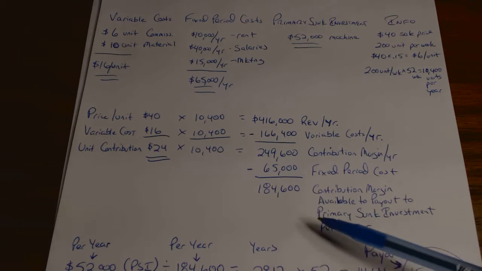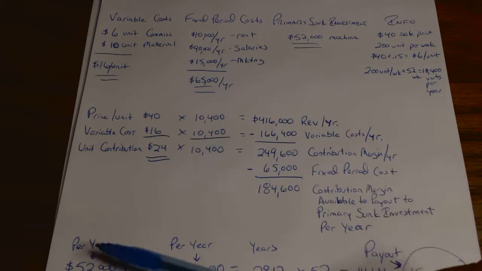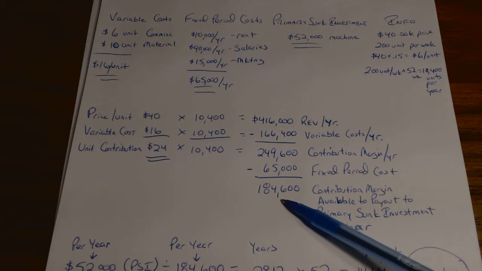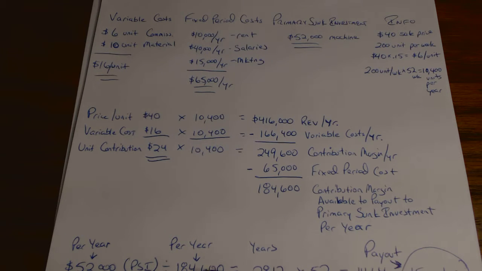Okay, so remember, don't get this confused. Your primary sunk investment is $52,000. You've got $184,000 available to pay it off, your gross profit for the year. So you divide the $52,000 by the $184,000. So obviously you're going to be paying it off in less than a year, because you've got more money in a year than it takes, by about 3 times, to pay it off, right? So you're dividing the primary sunk investment by how much you've got for that year, your gross profit. And then it tells you how many years you'll pay that off in.